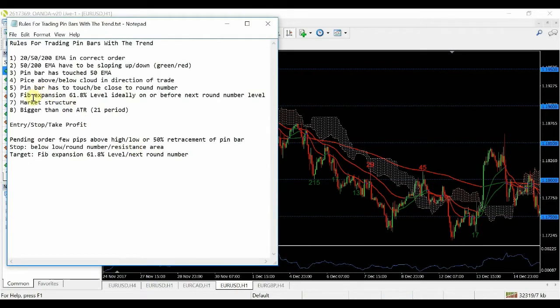Again, very important. Fib expansion: I like to use fib expansion, especially the 61.8 level, as a profit target, and ideally what I would love to see is the fib expansion close to or just before the next round number level.